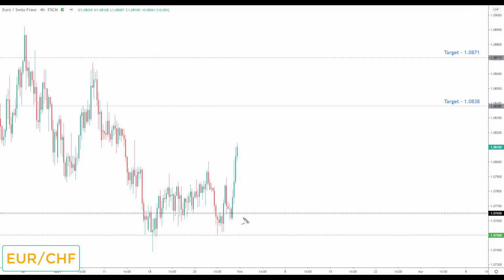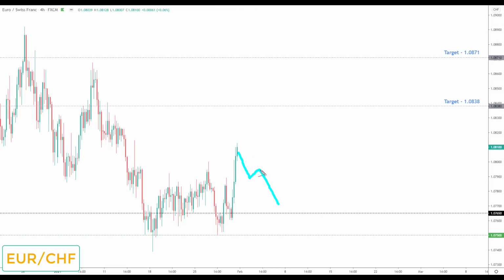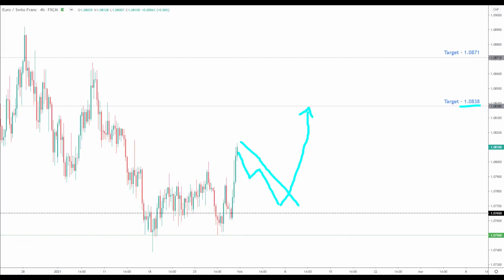Next we have Euro franc. Now right at the end of last week we had this momentum rally to the upside, and this is back in line. We've actually reversed in line with the primary trend, making this one to watch for next week. Any correction back down towards the 1.07650 is going to be viewed as an opportunity next week to look for bullish setups in this market up towards the next key of resistance to the upside and the target set at 1.0838.